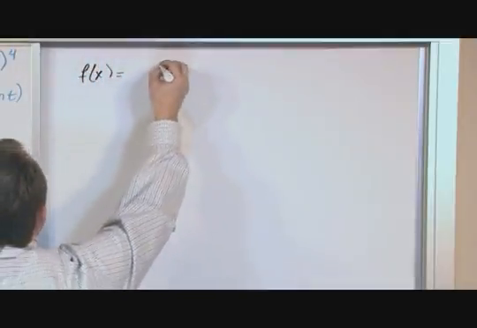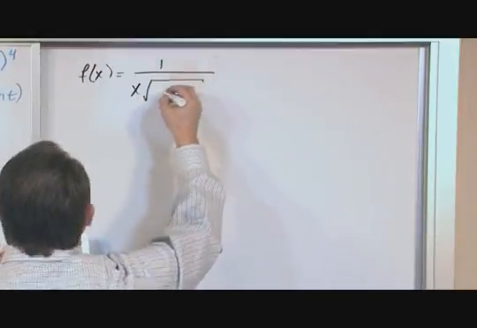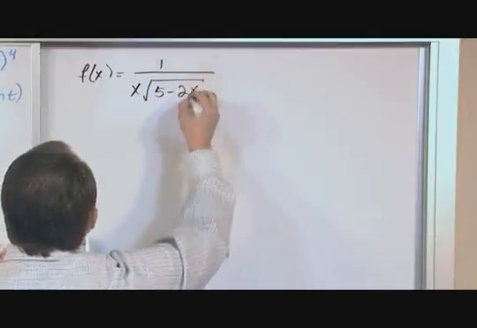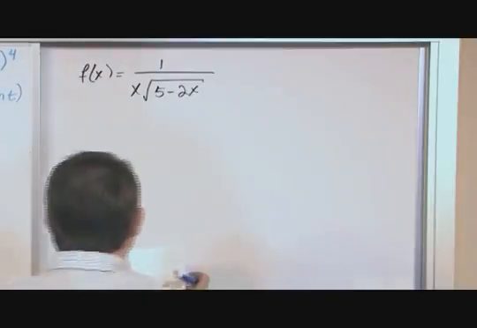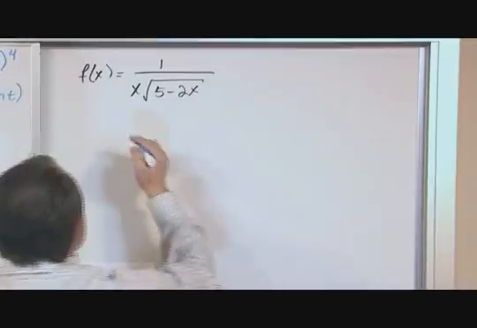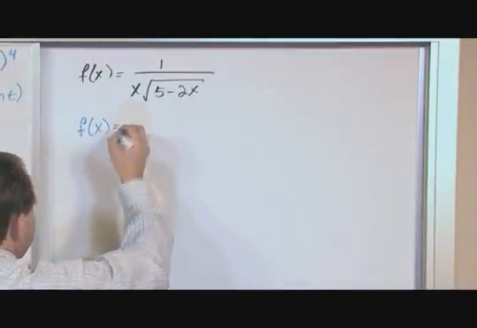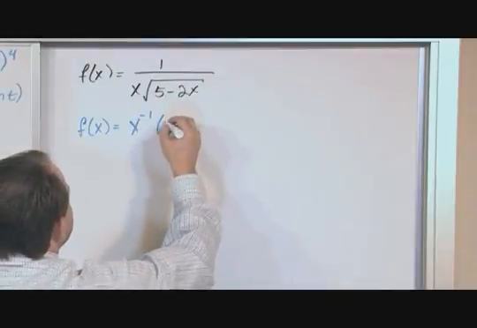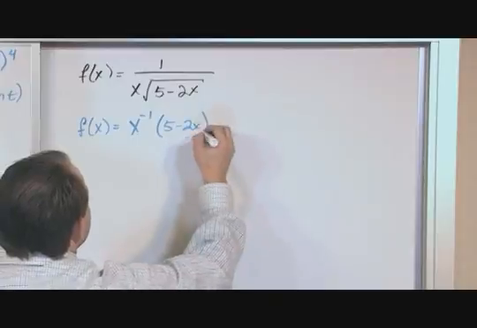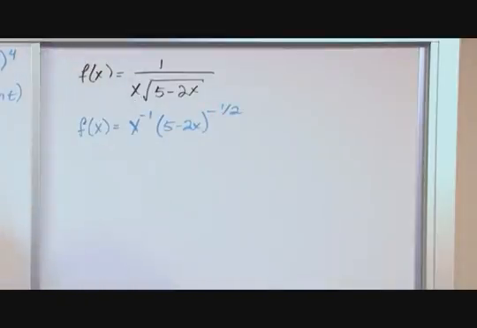What if we have f of x is equal to 1 over x times the square root of 5 minus 2x. All right. So again, don't leave yourself hanging with these guys. Now, in fact, in this case, there's an even easier way to rewrite this function before we get started. This is how I would recommend doing it. x to the negative 1 times 5 minus 2x to the negative 1/2. Make sure you agree that this function is the same as the other one.